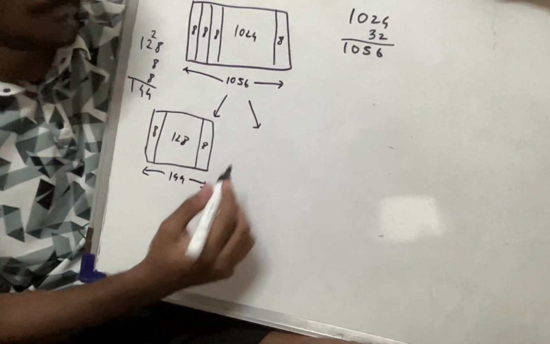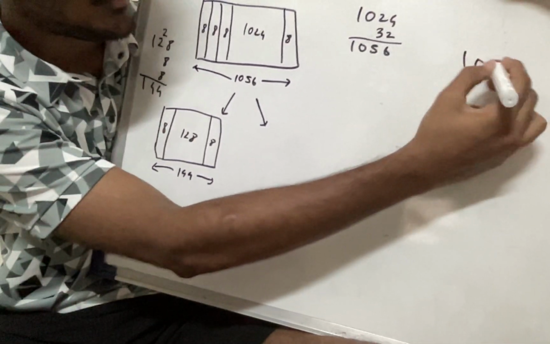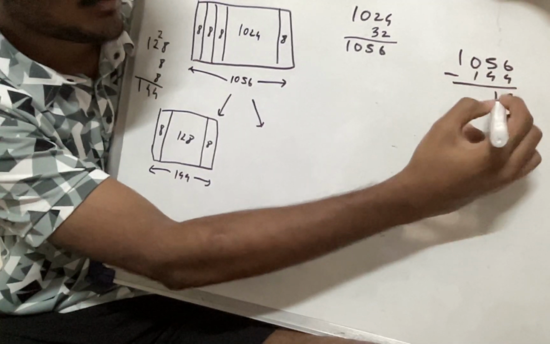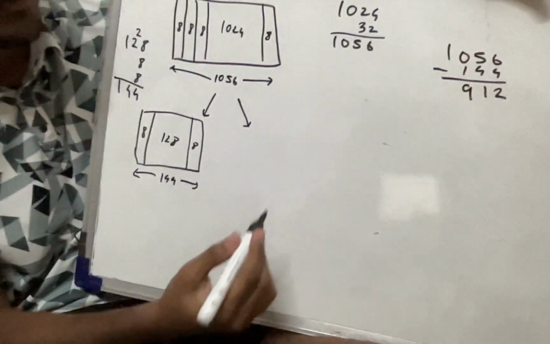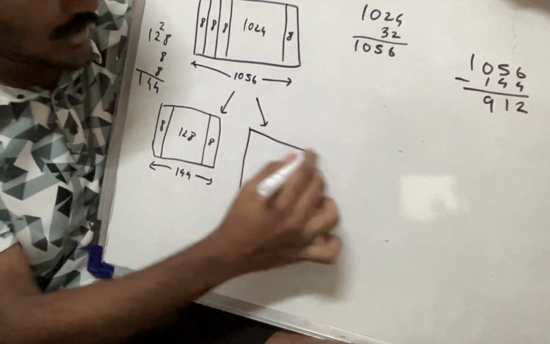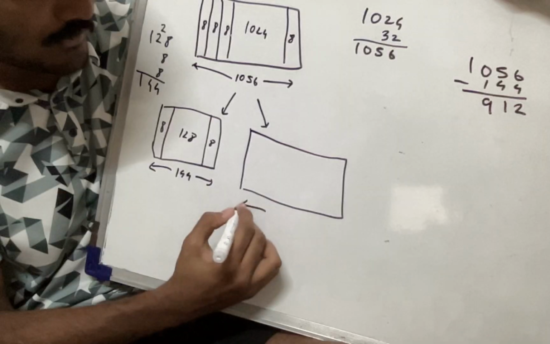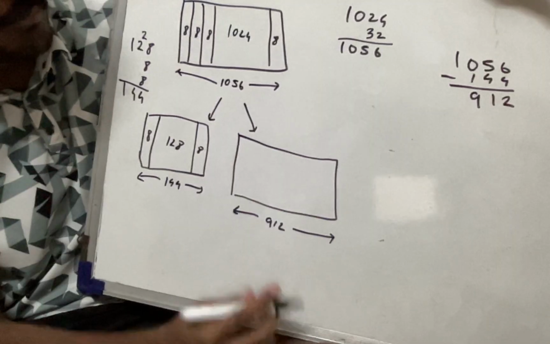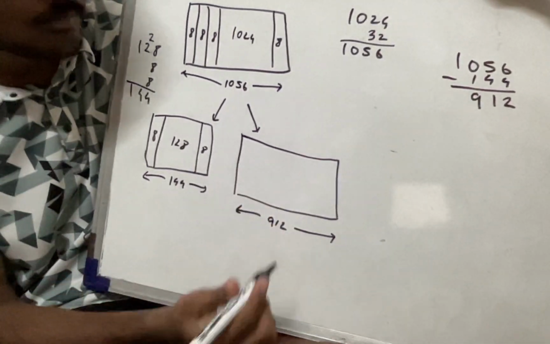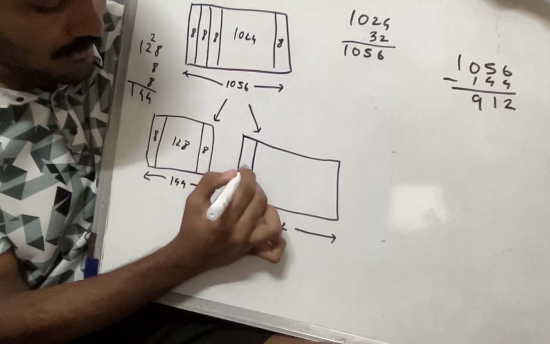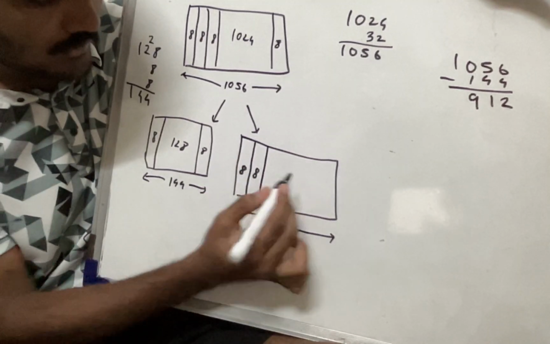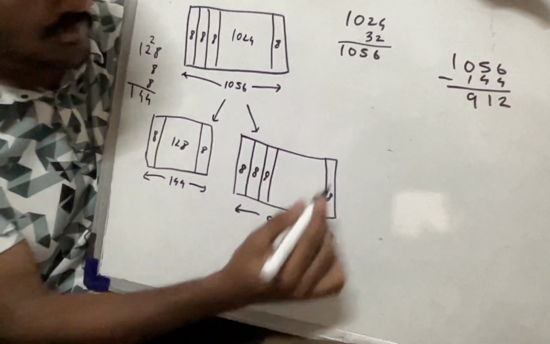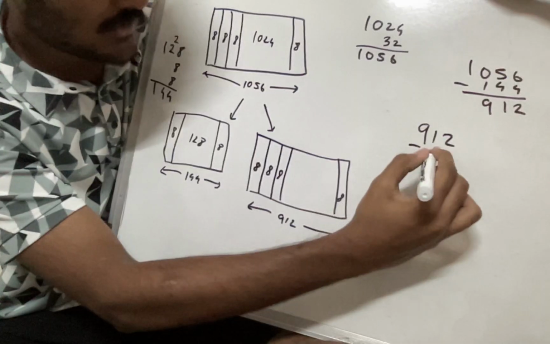So this is 144. What must be the rest of the thing? 1056 minus 144 is 912. So we know that the entire block is 912, right? But out of that 912, this is the new free block. So this must be 8, this must be 8, this must be 8, and of course we forgot this must be 8. So 912 minus 32.